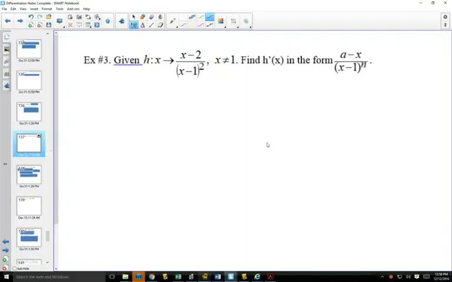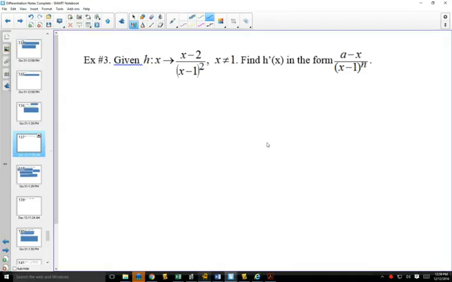So what often happens on an IB exam is you get a question and they want you to either show it equals something or they give you a form. So in this case, we've got a function (x minus 2) over (x minus 1) squared, and they want it in this form: something minus x over (x minus 1) to the n. Now, you won't be able to go directly from this question to the answer right away.